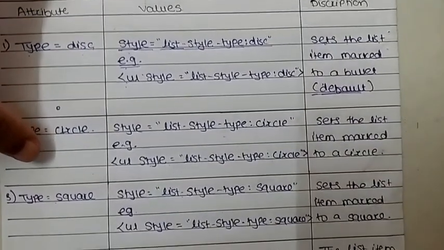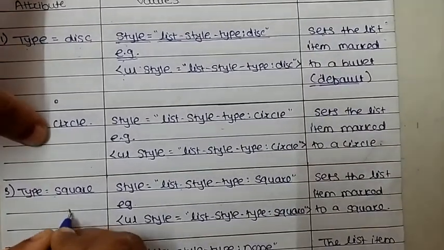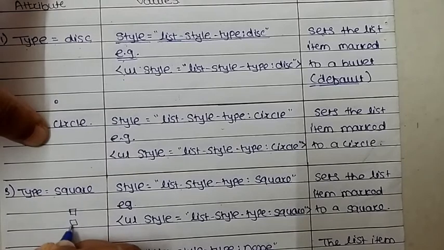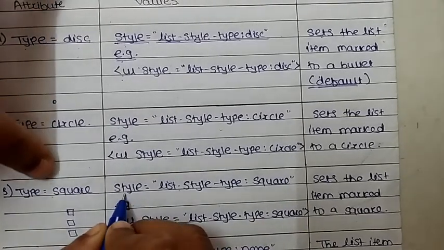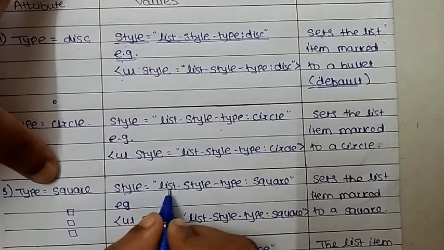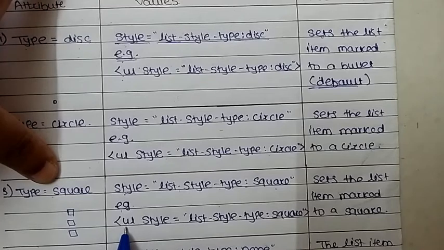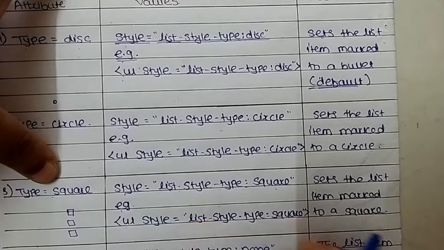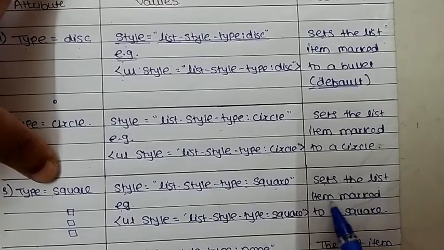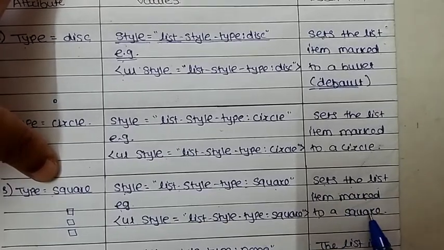Now next, square. If I like the list in this format, then we have to use square as a value. Then style list-style-type square. For example, how to write this? That is UL style, and write down this one as it is. It sets the list item marker to a square.